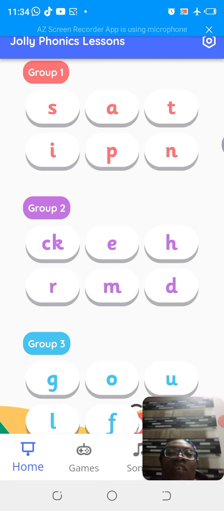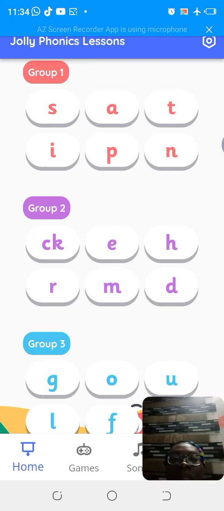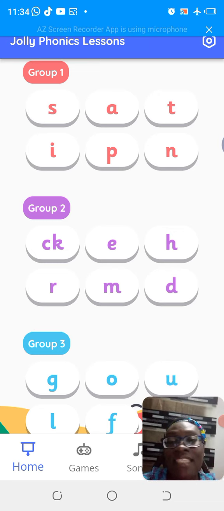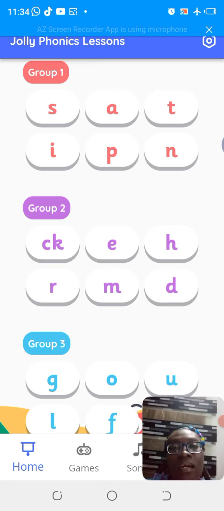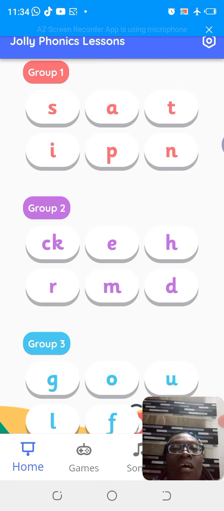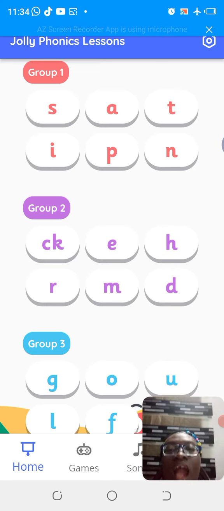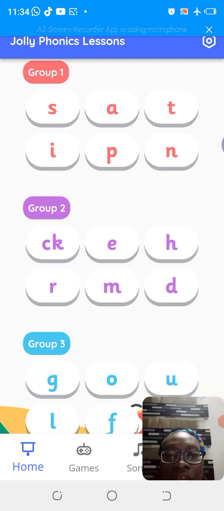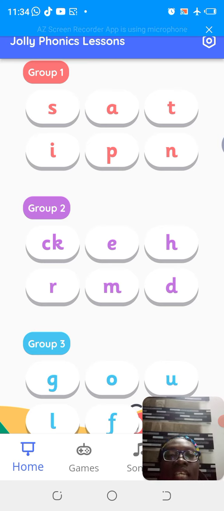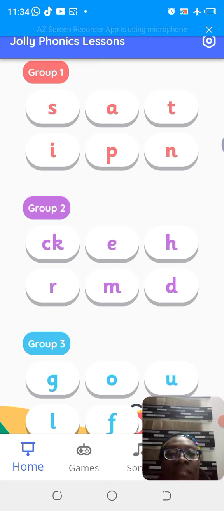Let's quickly go over the sounds again. Remember, letter C and K have the same sound. Yes, exactly the same sound. K. Letter E, H, R, M, and D.